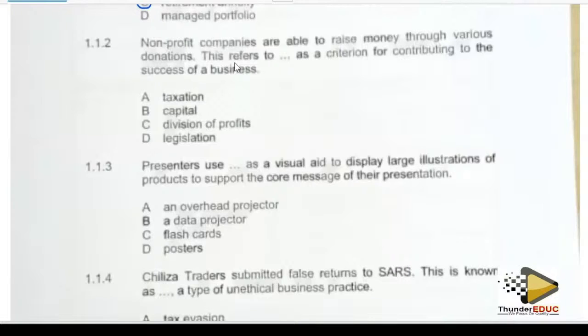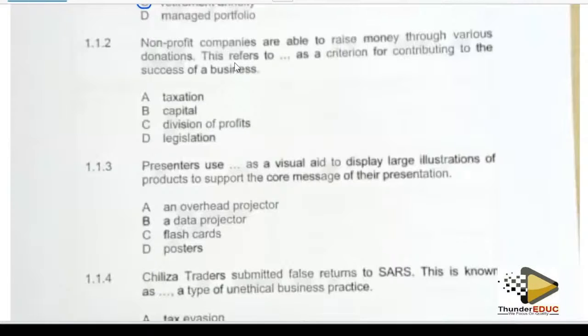Can be money or asset. Money, remember, is a resource. Okay, right. So now we have a division of profits. Division of profits also is out. Why is it out? Because it addresses the issue of profit. And remember, in non-profit making companies, profits are not catered for.